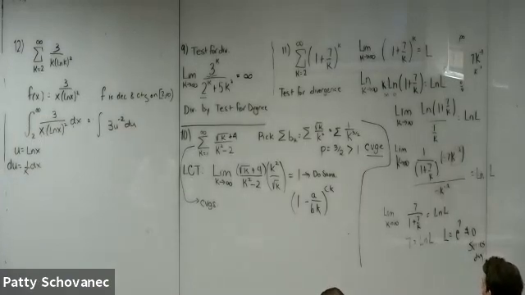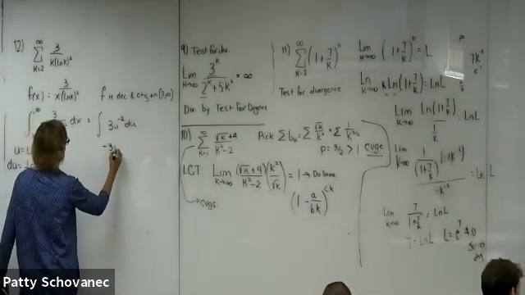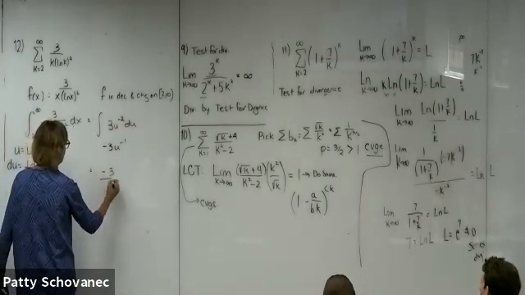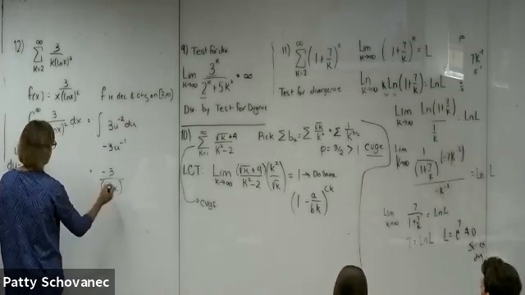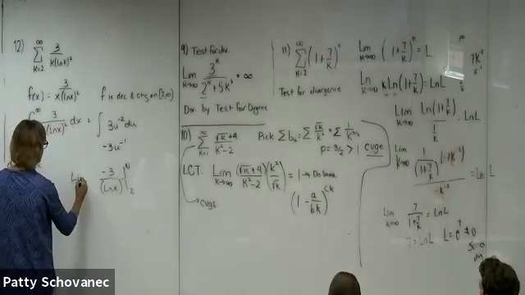The integral of u to the minus 2 is done with the power rule. Add 1 to the power, divide by the new power. And so we get minus 3 u to the minus 1. So my antiderivative is minus 3 over u, which is the natural log of x. Then I have to evaluate that from 2 to n and let n go to infinity.